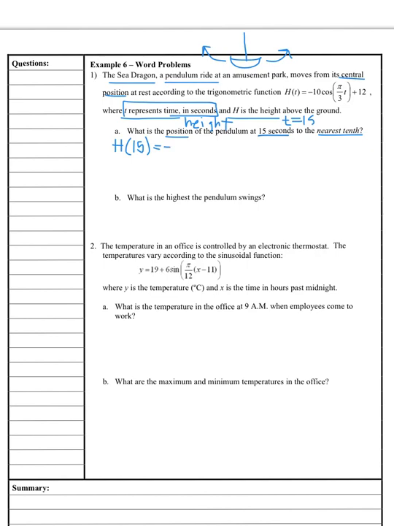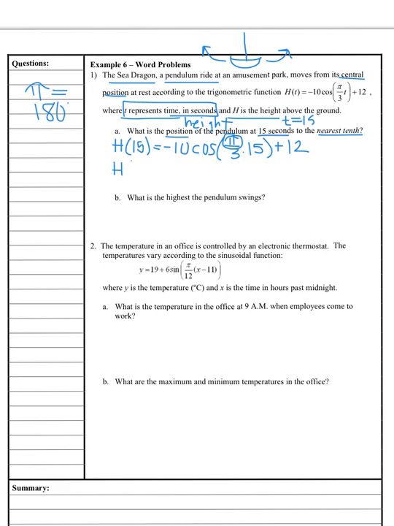We're going to copy down the equation and just substitute in cosine of pi over 3 times 15 plus 12. And you're going to type this whole thing right into your calculator. But actually, what we want to do is remember that pi is equal to 180 degrees. So if your calculator is in degree mode, you want to use 180 degrees here for pi. If it's in radian mode, you want to use pi.